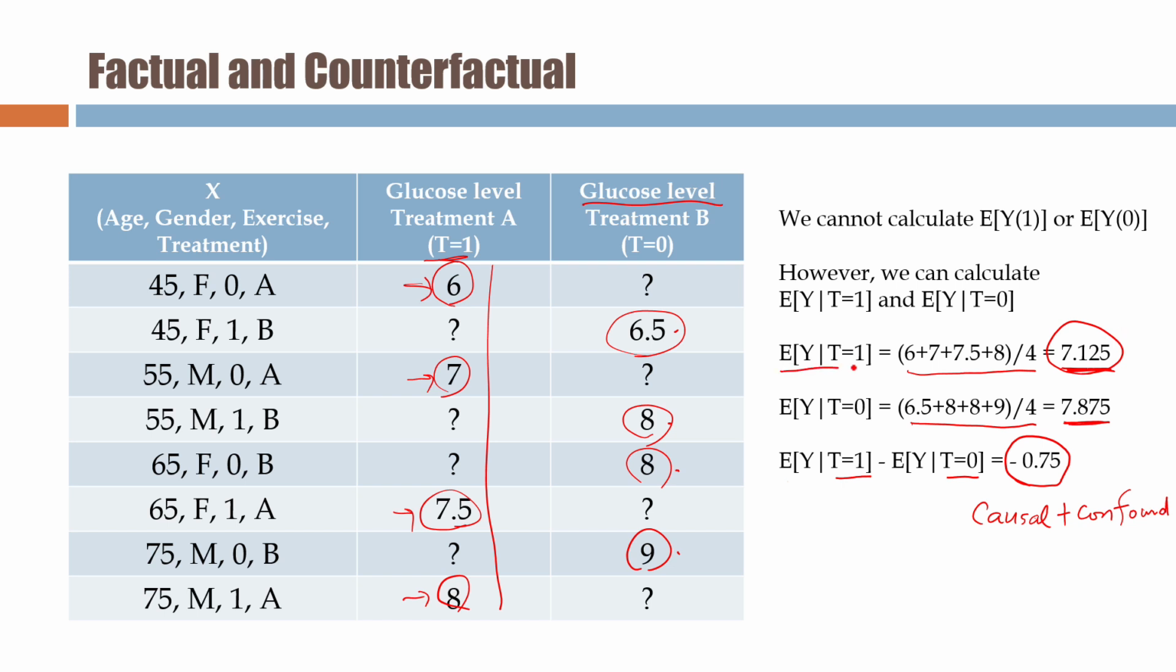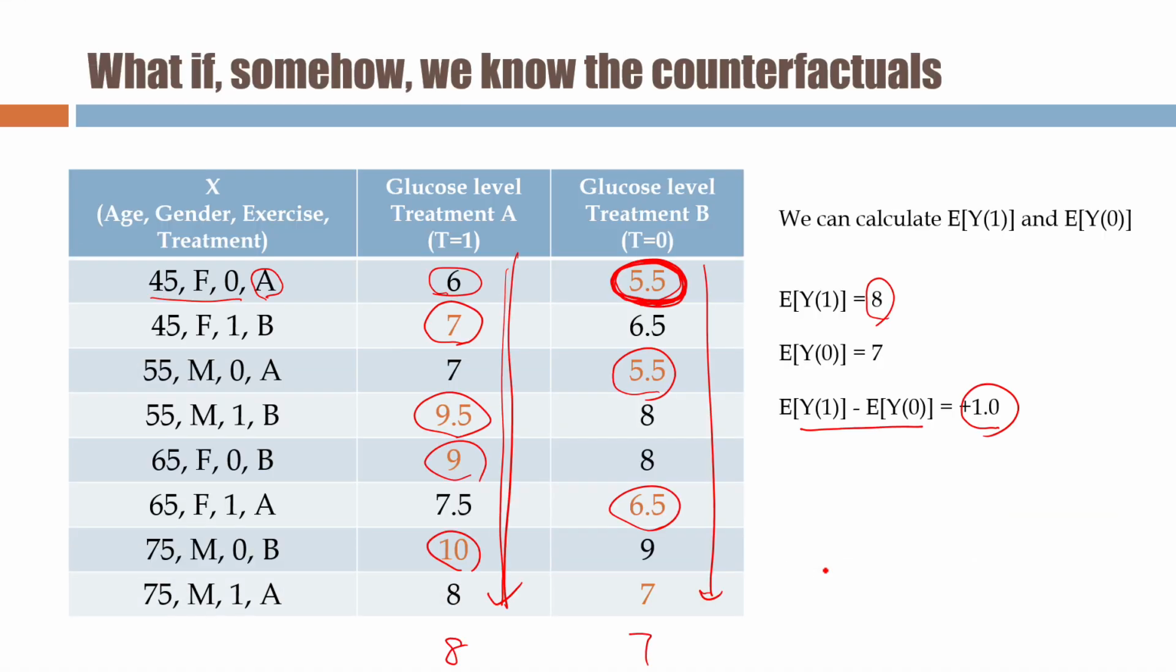So which means if you calculate this way, it seems like treatment B, which is t equals 0, has a higher glucose level. So maybe if you are using this number, then we can say A is better, right? Because A has a lower glucose level. But if you look at this, A provides a high glucose level and B has a lower one. So actually this concludes B is better, right?